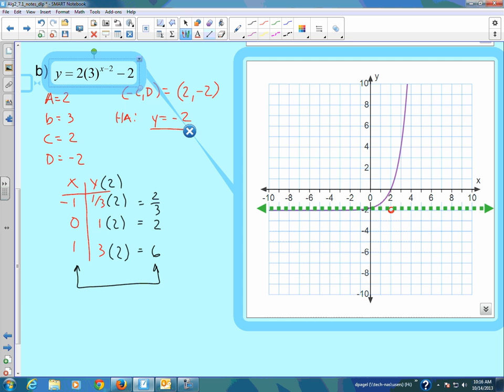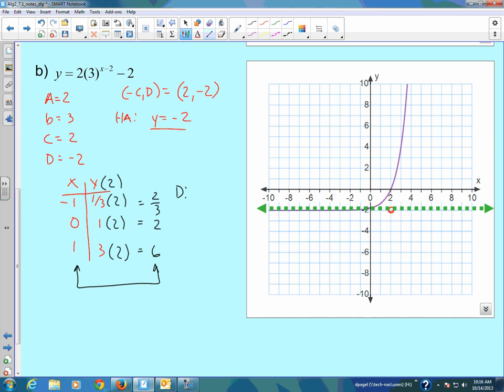Domain and range for this. Domain, as always, for every exponential, is all reals. And range, y greater than -2. What am I, above it or below it? I'm above it, and it's -2. So there's my range for that.